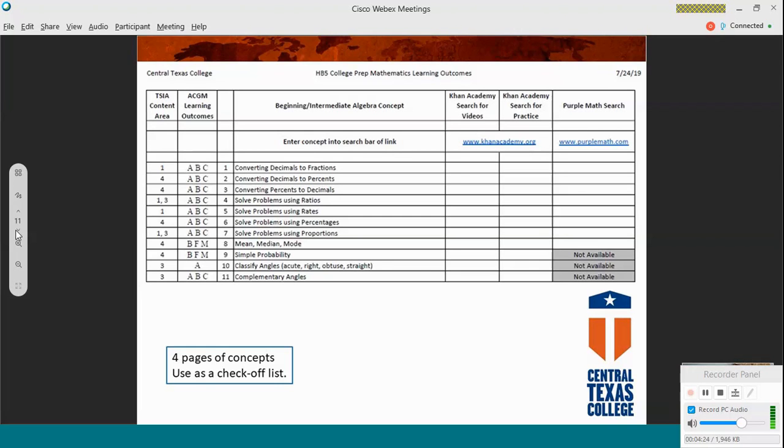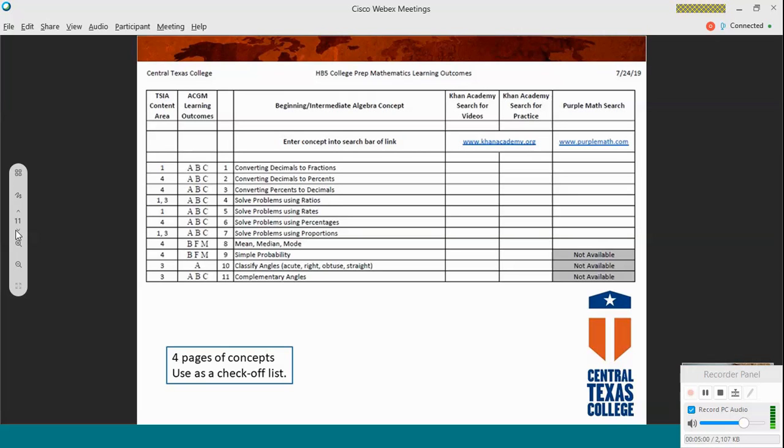The second column are our ACGM learning outcomes for the college. And then we have all of our learning outcomes separated out by concept. So you can see I've got converting decimals to fractions, solving problems using ratios. There's actually 4 pages of this. And my resource coordinator went through and checked that if you type in those concepts, you will get a video in Khan Academy, and you'll also get some practice. So the students could work their way down.